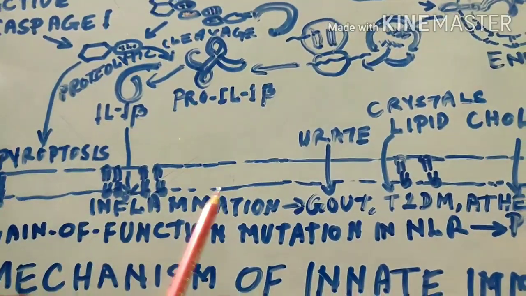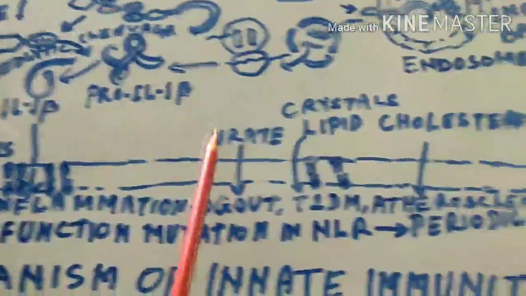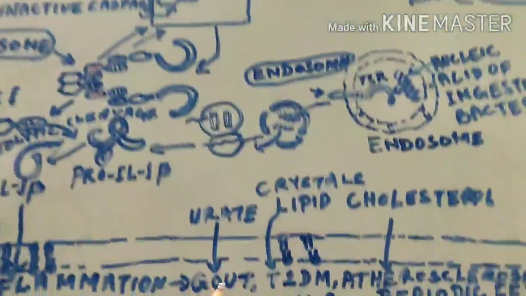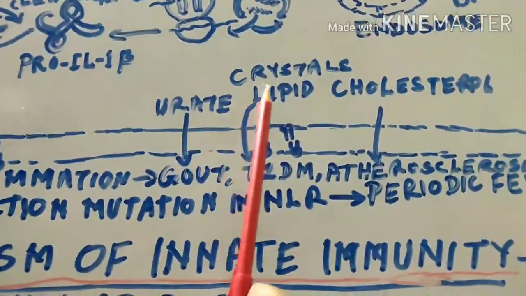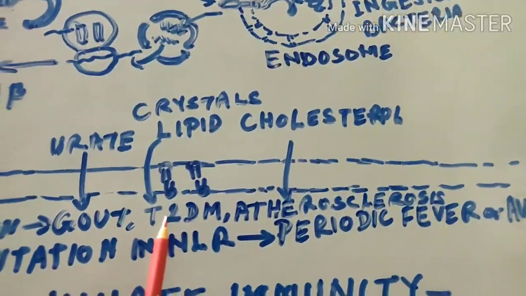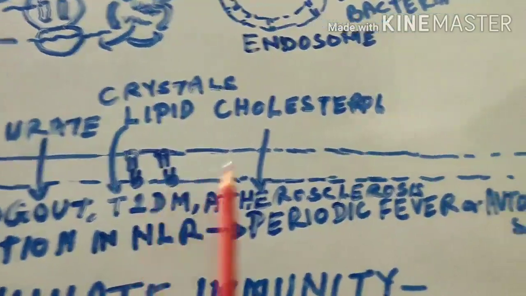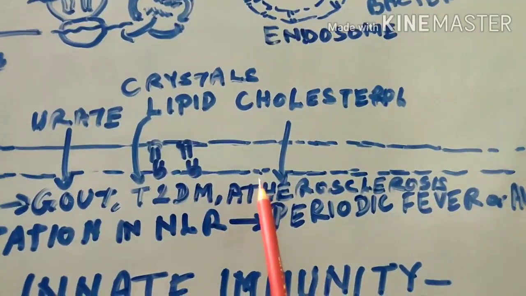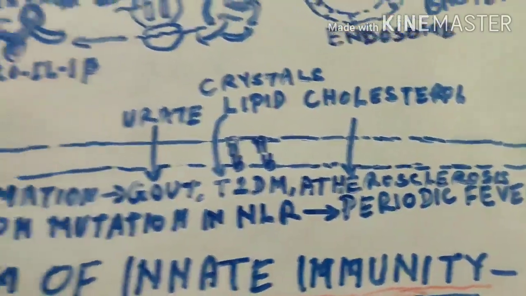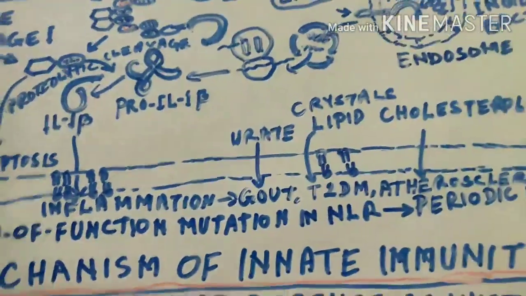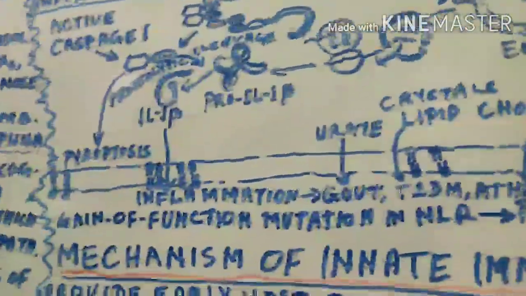Inflammation may be produced by the presence of urate crystals, which give rise to gout; by lipid crystals, lipid granules, which give rise to type 2 diabetes mellitus; and by cholesterol crystals, which result in atherosclerosis. In all these processes, inflammation is induced.